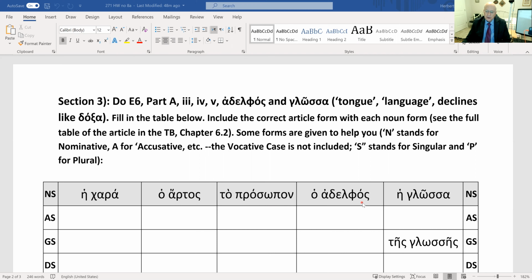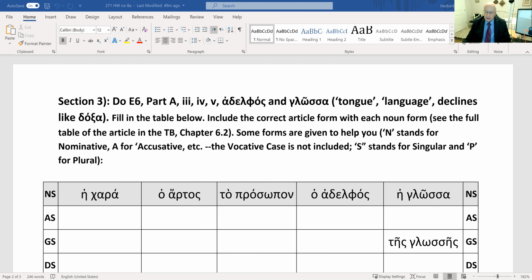Ho adelphos, the brother. But there are two words here that we haven't had before. And notice the article is different too. He chara, he glossa. So what do these words mean, and why do they have a different article? So we need to answer that question.